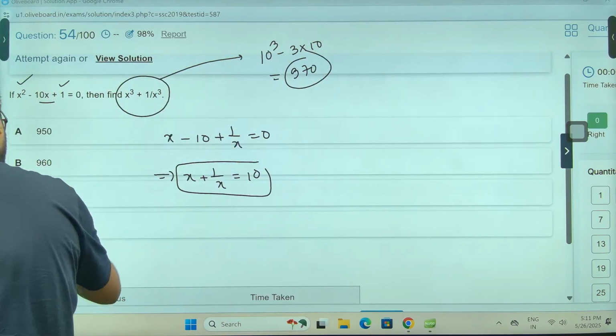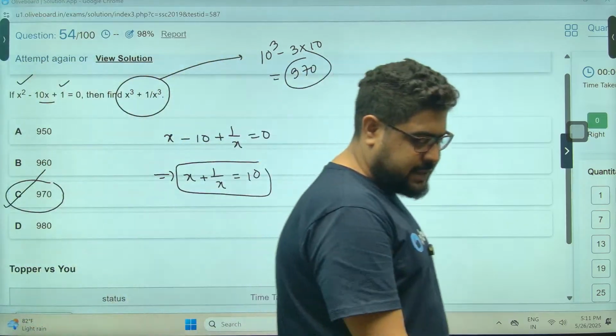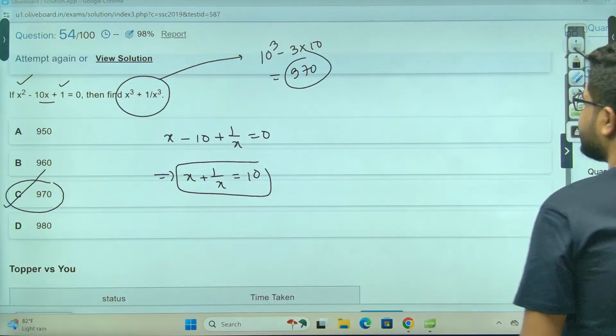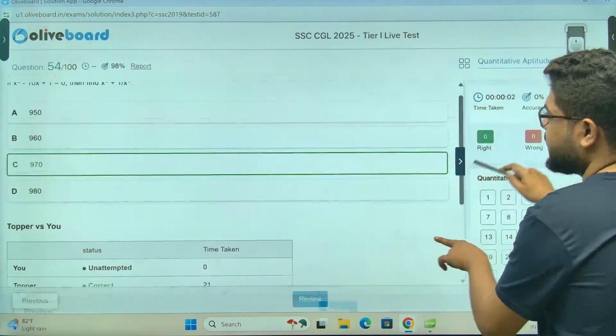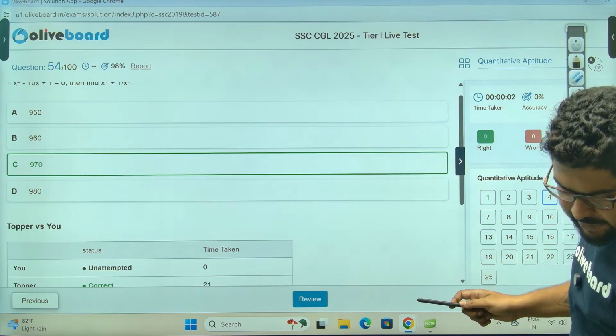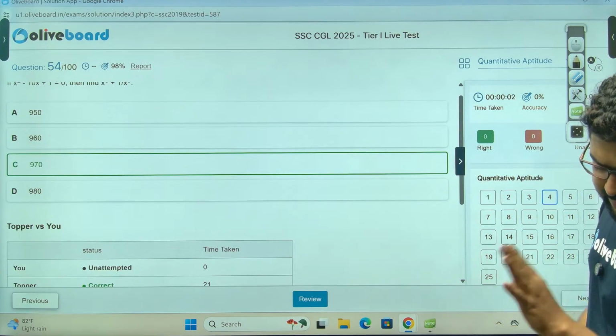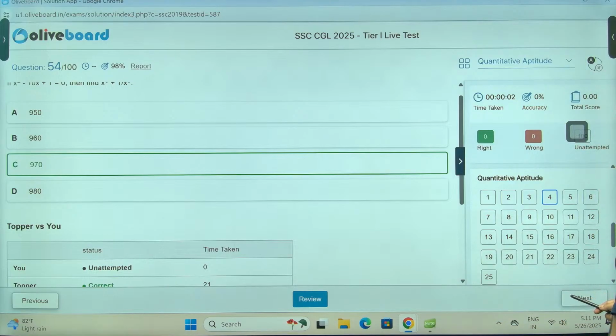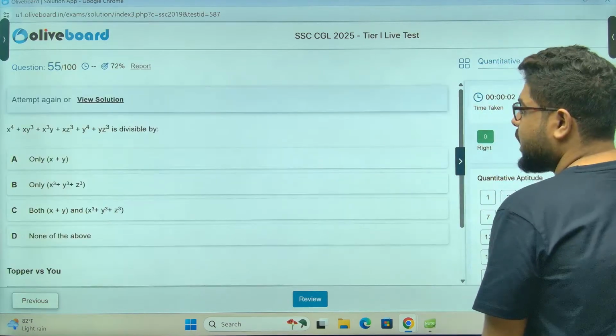Option C, sir. Option C, 970 is the answer. Very simple question still. Till now, I have not found a question which is very typical or difficult. Very simple questions till now, at least. चलो सर आगे बढ़ते हैं सर.